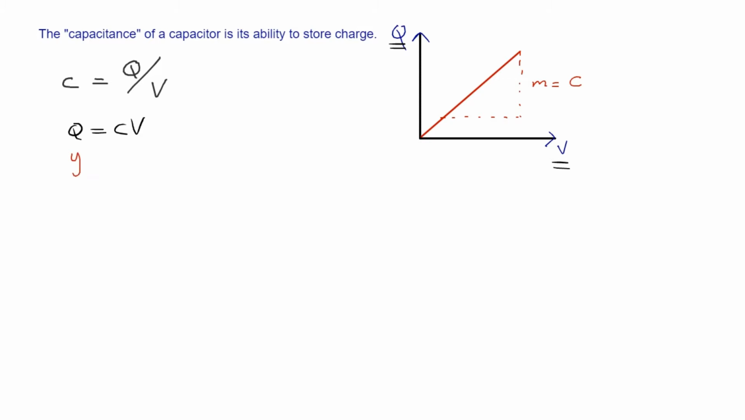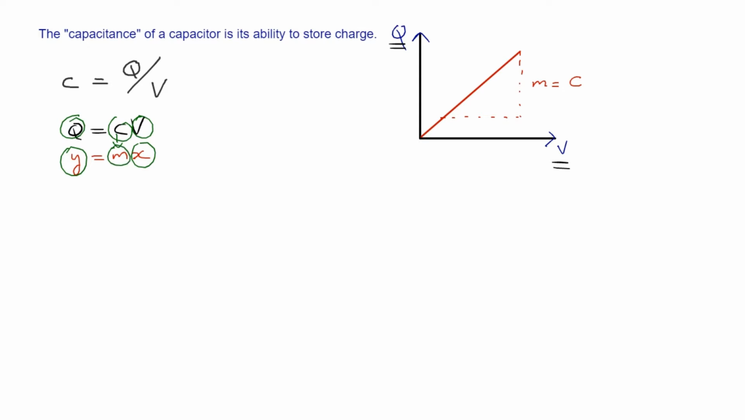Hopefully you can see that the gradient of that line is going to be the capacitance. If I compare with y equals mx plus c, there's no intercept, so if I plot Q on the y-axis and V on the x-axis, the gradient is Q over V, which is going to be C. Okay, so that is pretty useful information.